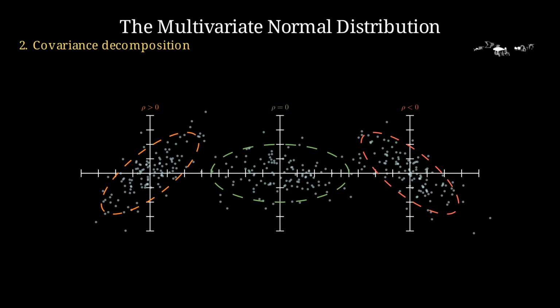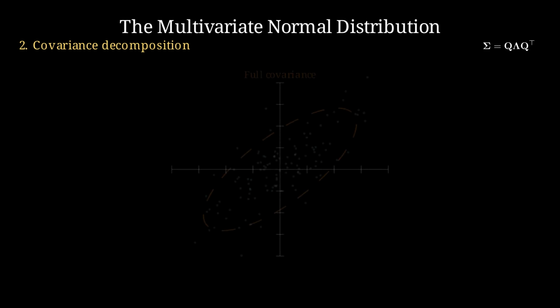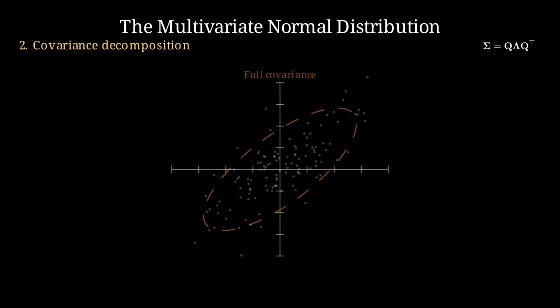Section 2, Decomposing the Covariance Matrix. Every positive definite sigma admits an eigen decomposition, sigma equals Q lambda Q transpose. Q is an orthogonal matrix whose columns are eigenvectors, the principal directions of the cloud. Lambda is diagonal with eigenvalues that measure variance along those directions. This is the same mathematics behind principal component analysis.